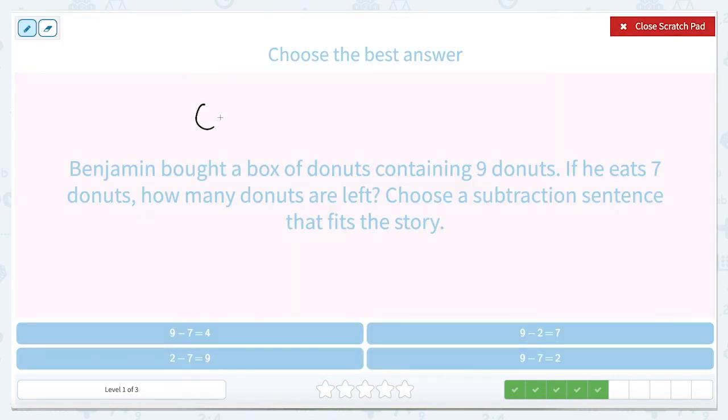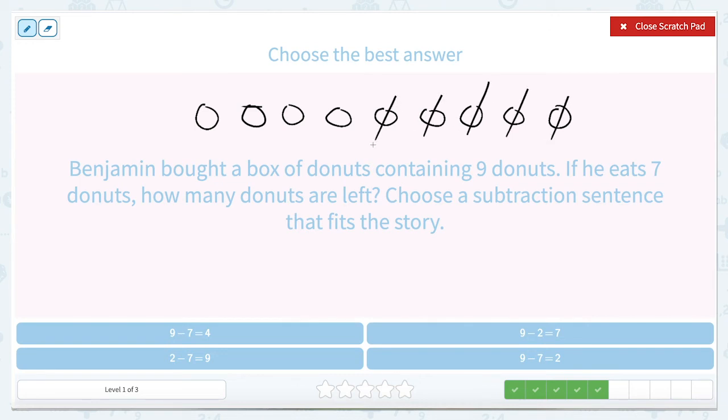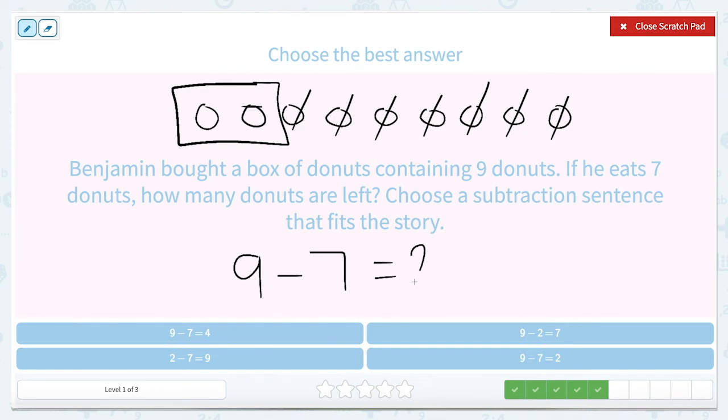If this is Benjamin buying some donuts, there's 1, 2, 3, 4, 5, 6, 7, 8, 9 donuts. And he is going to eat 7 of them. That's a lot of donuts. 1, 2, 3, 4, 5, 6, 7. Well, how many donuts are left? That's what we can look here. There are 2 donuts left. So our subtraction sentence would say 9 minus 7 would equal 2.